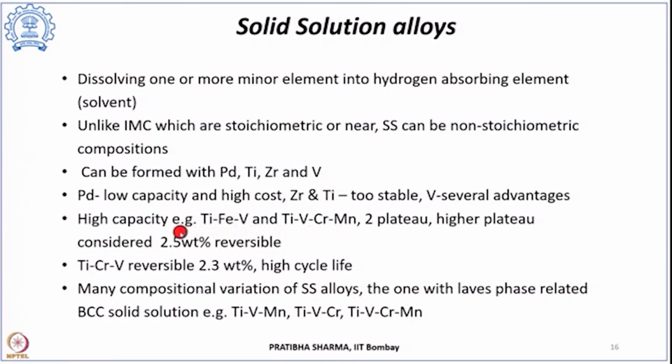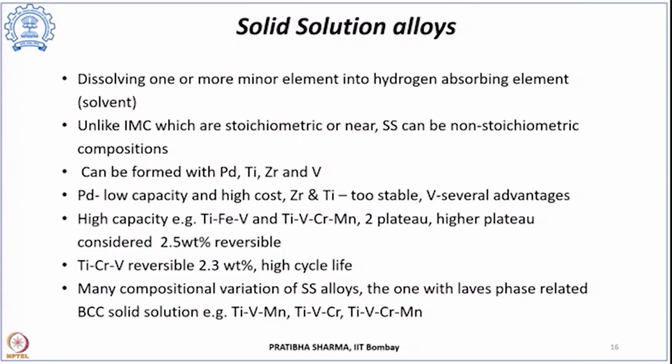For them we can get a 4 weight percent capacity, but then they have 2 plateaus. If we consider the higher plateau, because the higher plateau could be considered for hydrogen storage, then it reduces the reversible storage capacity to 2.5 weight percent. Similarly, for titanium, chromium, vanadium, the reversible capacity is 2.3 weight percent, and importantly they have a very good cycle life, with a capacity of 2 weight percent even after 1000 cycles.